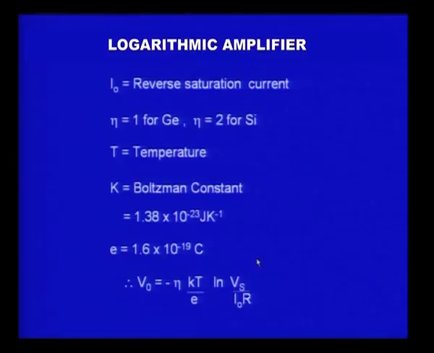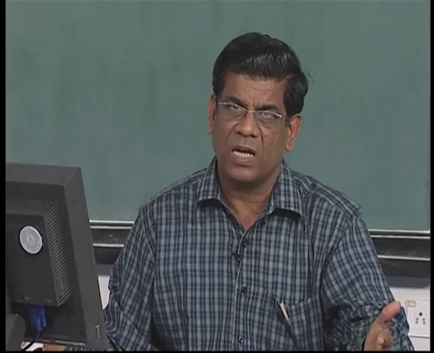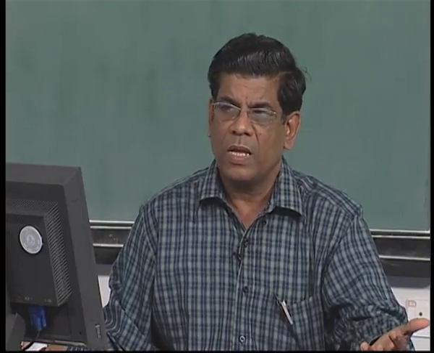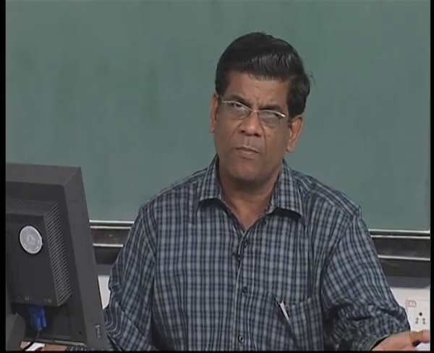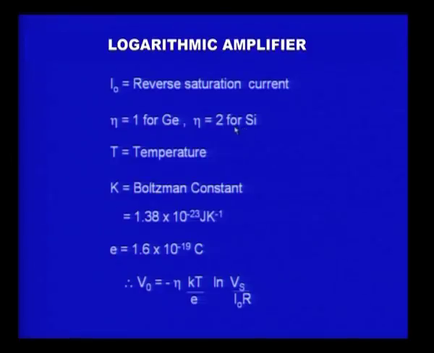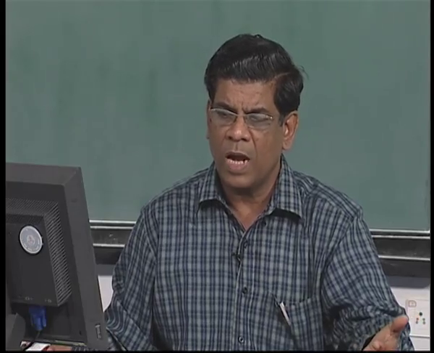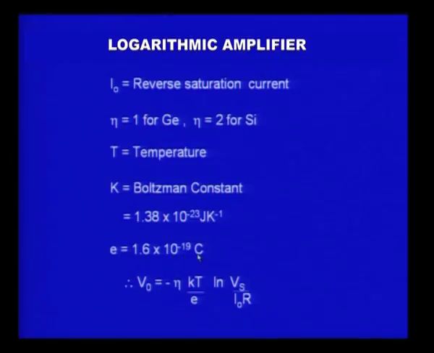Here I0 is called the reverse saturation current flowing through the diode. Eta is 1 for germanium and 2 for silicon. T, capital T, is the temperature in Kelvin scale. The small k is the Boltzmann constant, which is 1.38 into 10 to the power minus 23 joule per Kelvin, and E is the electronic charge, which is 1.6 into 10 to the power minus 19 coulomb. So, all these values are known.